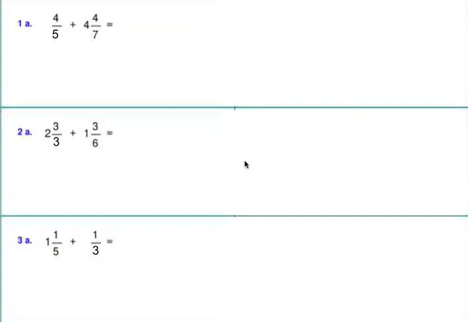So you take the whole numbers and then you add the fractions. So we have 4 plus 4/5 plus 4/7. Okay. Now, as Mr. Brown pointed out, we already know how to do this.